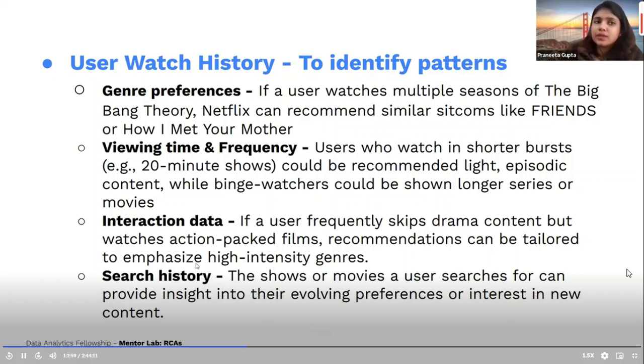And then search history, of course, is another parameter, right? What is the user searching for by themselves? If I'm searching, say, horror, then Netflix should recommend more horror content to me going forward.